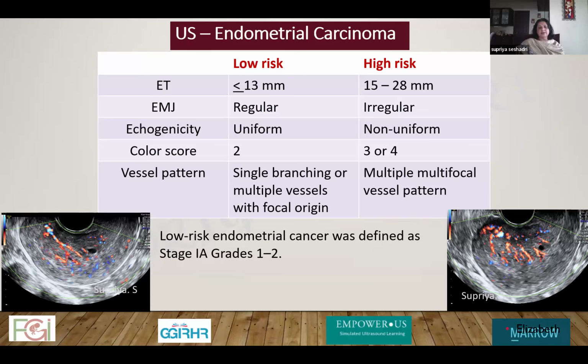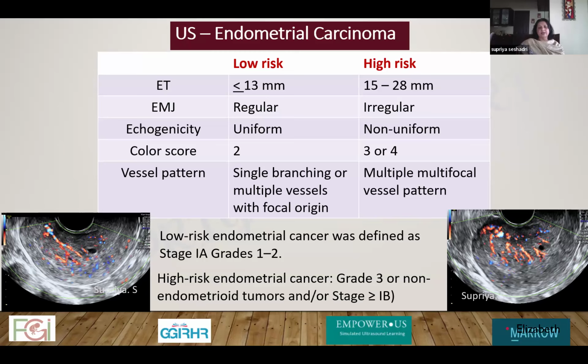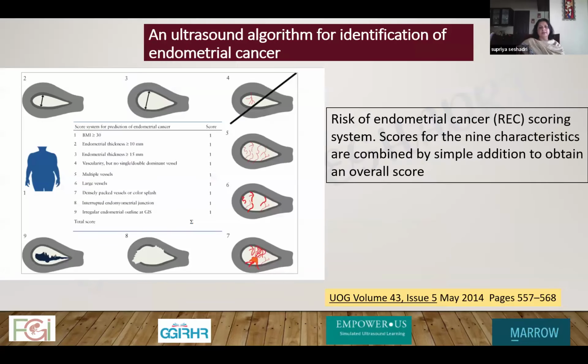Low-risk cancers are defined as stage 1A, grade 1 to 2, and high-risk endometrial cancers are grade 3 or non-endometrioid tumors, or those more than stage 1B. This is a good algorithm, although quite old, 2015, still works very well, wherein we can have a scoring system to tell us whether there is really a risk of endometrial cancer or not.